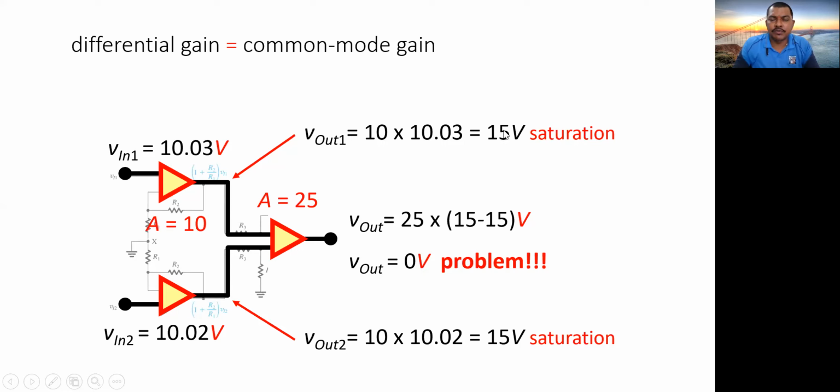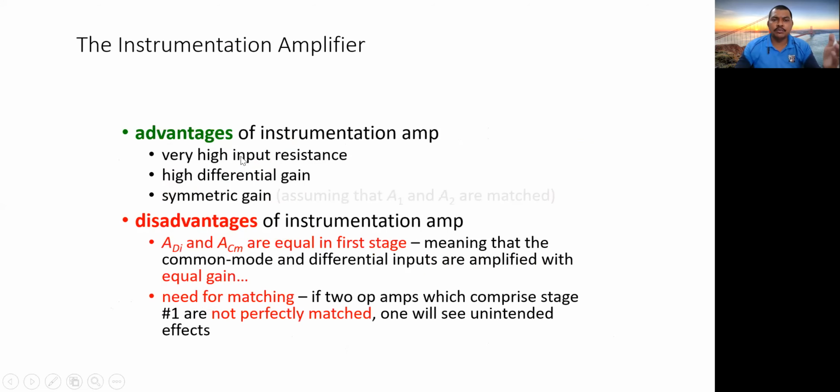That is saturation. So 15 volt over here, 15 volt over here, and if you take the difference of that, then we'll have 0 volt over here. This is the problem, right? That is why we require this differential gain. So the instrumentation amplifier can again have these types of disadvantages. The first disadvantage was this: if the gains are equal in the first stage, it means that common mode and differential inputs are amplified with equal gain.